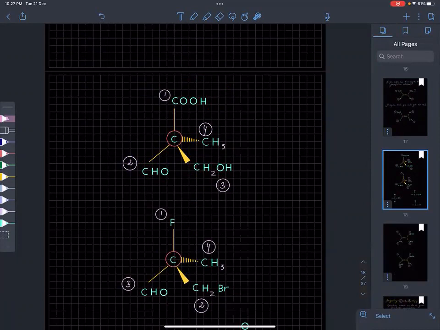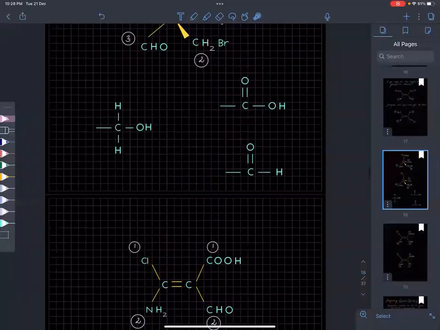Now I must go to the next atom. We should follow the priority list. So here, this carbon is attached to how many oxygens? 2 oxygens. Actually 3 oxygens if you go by the rule, because the COOH group will be like this. So it is attached to 1 oxygen, 2 oxygens, 3 oxygens, because there are three bonds. So that comes first.